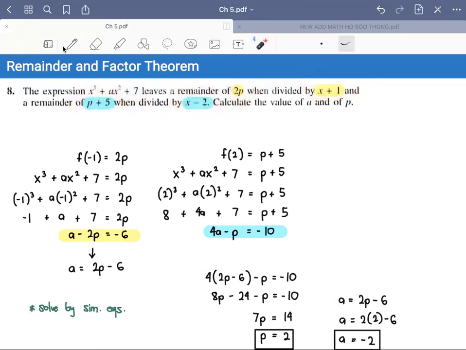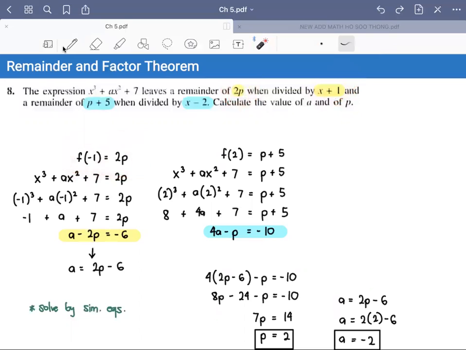So for our first equation, our divisor is x plus 1. So therefore, it's f of negative 1, right? This is our divisor. And then the remainder is 2p. So this is your r, okay? So your r is 2p. So that's how I got this.